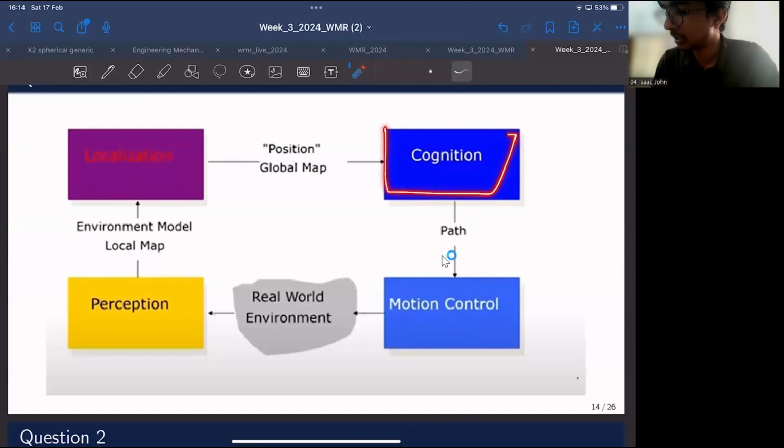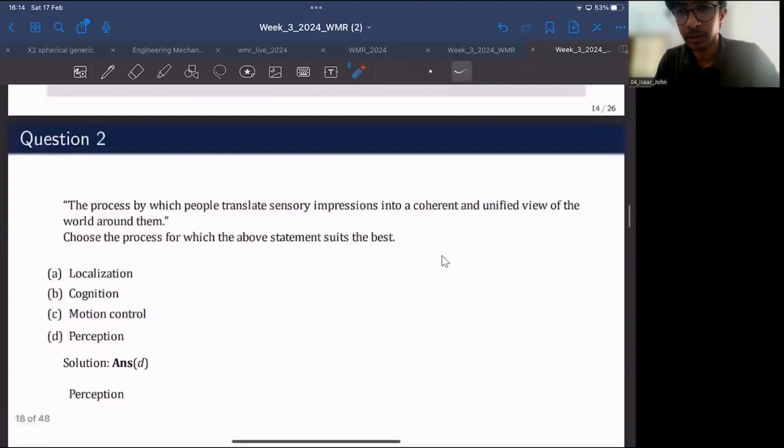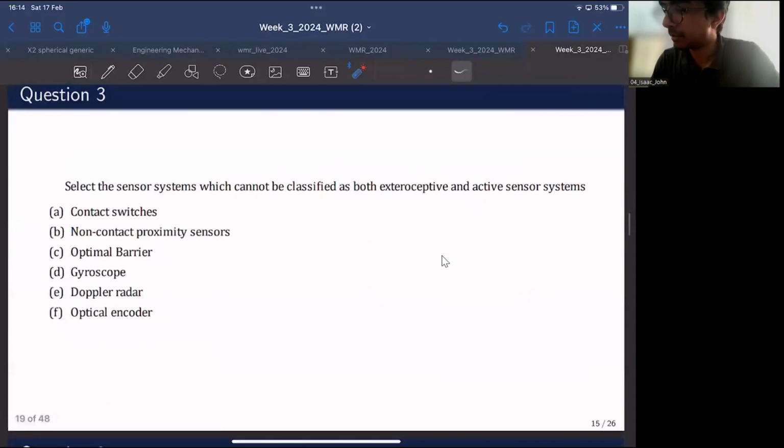Okay, yes, so the answer is indeed option D. And moving on to question 3. I think we have some internet bandwidth issues.